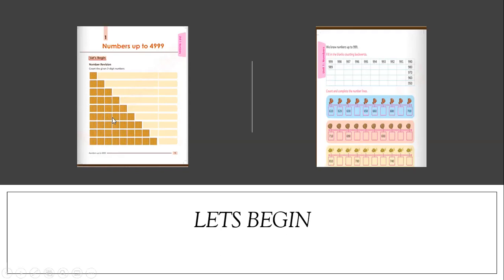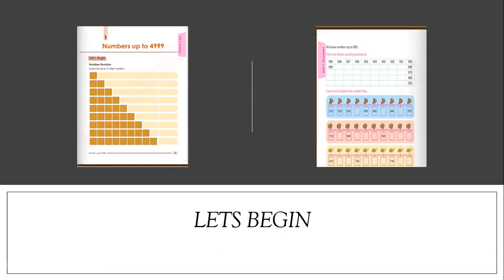How many does this have? 1, 2, 3, 4, 5, 6. 600. How many hundreds does this have? 1, 2, 3, 4, 5, 6, 7. 7 hundreds. 1, 2, 3, 4, 5, 6, 7, 8. 800. And how many does this have? 1, 2, 3, 4, 5, 6, 7, 8, 9. 900. So children, do you know how to write 100?